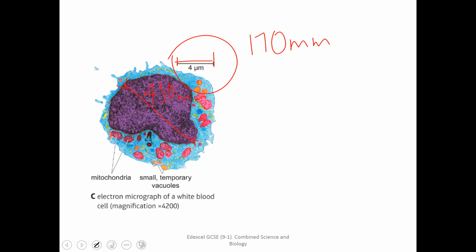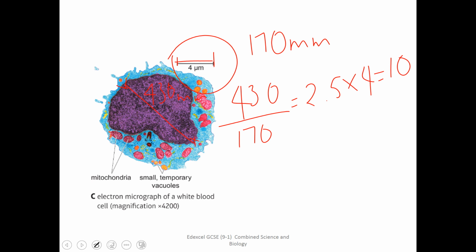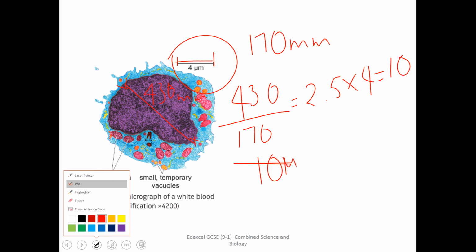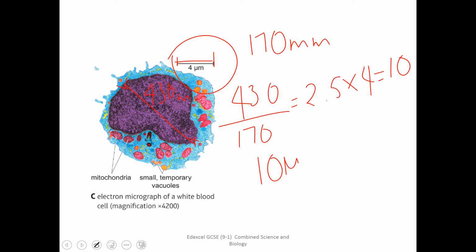I would then carry out a very simple calculation. 430 divided by 170, which gives me an answer of 2.5. Because I know that the scale bar equates to 4 micrometers, I would then do 2.5 times 4, which will give me an answer of 10. This tells me that roughly this cell, and my apologies for that, I'm not sure why that happened, that this cell is roughly 10 micrometers long.